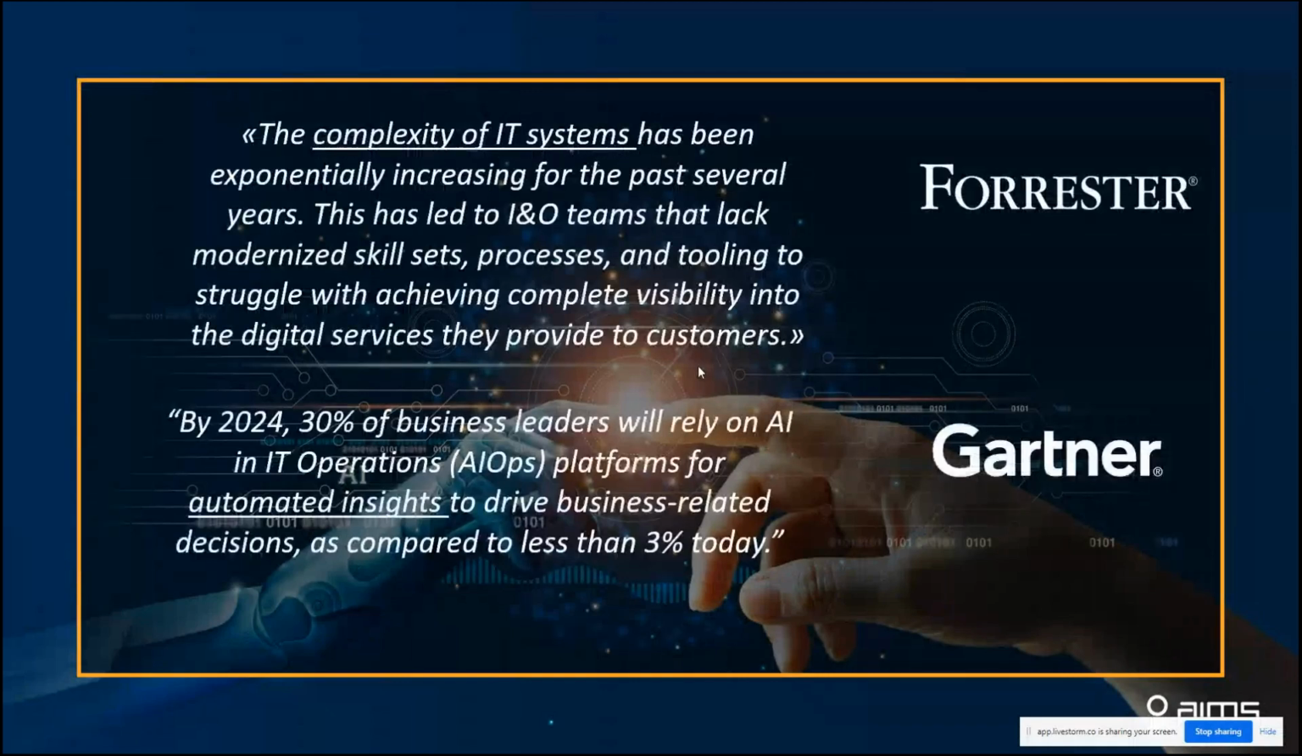This market is also supported by the analysts. Gartner defined this market in 2017 as AI ops, so using artificial intelligence for IT operations, and they claim that AI ops will transform IT operations over the next few years, and there will be a massive growth in take-up of AI ops from 3% today to 30% in 2024. Further, Forrester are basically supporting Gartner and stating that the complexity of IT systems means that IT operations teams have to look at a different kind of tool sets than they have been using so far.